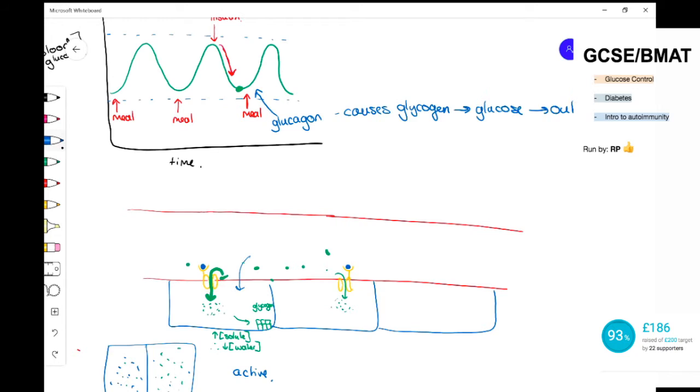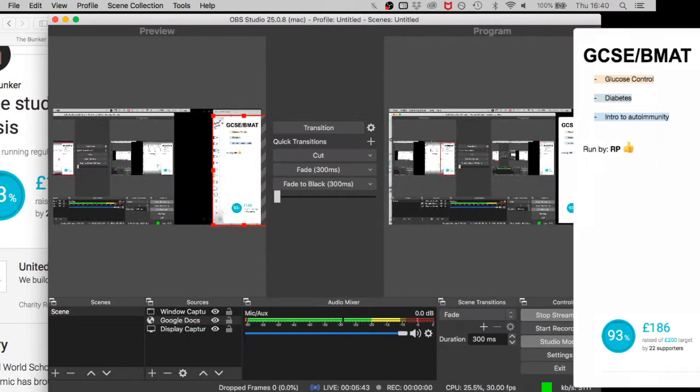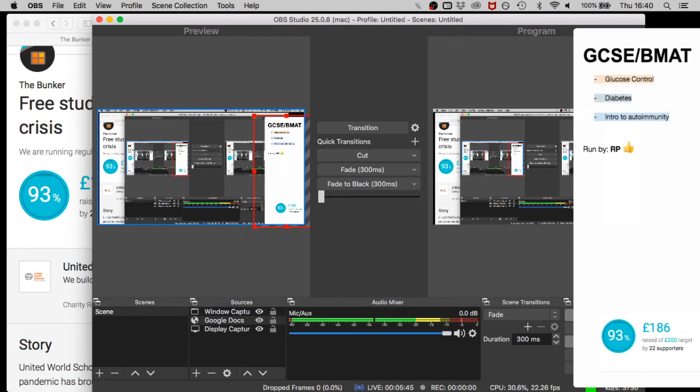And how I always used to remember that is it's glucagon, which means all the glucose is gone from the cell. That was my little silly way of trying to get my head around it. So that's how your body maintains its blood glucose concentration.